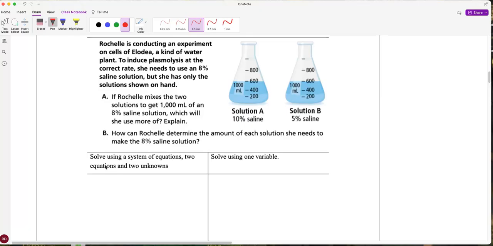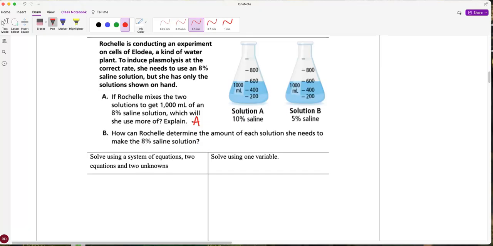Okay. If I were to mix them straight up, a 10 and a 5, then when you average a 10 and a 5, you get a 7.5. So if I use the same amounts, I'm going to get a 7.5% solution. So I'm going to have to use more of which one? I'm going to have to raise the average. The average is 7.5. I'm going to have to use more of solution A in order to make that work, okay? Now let's see how we can make it work.